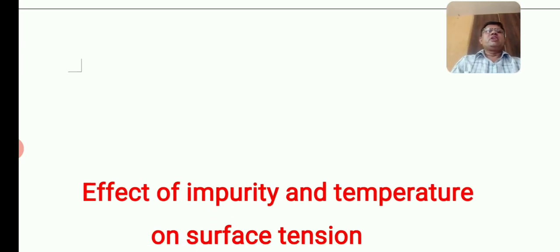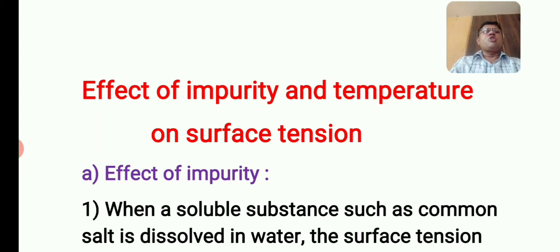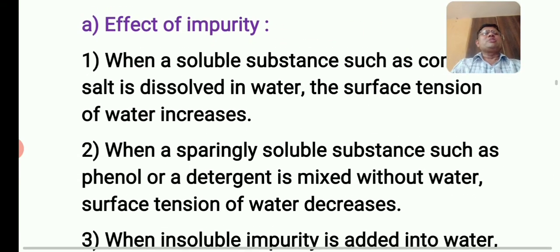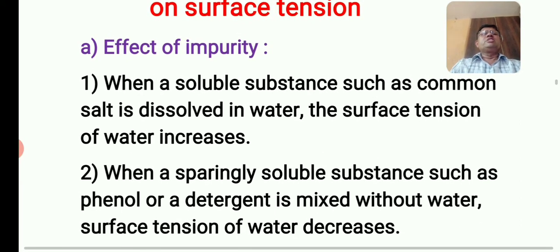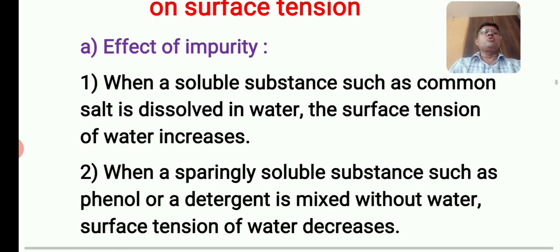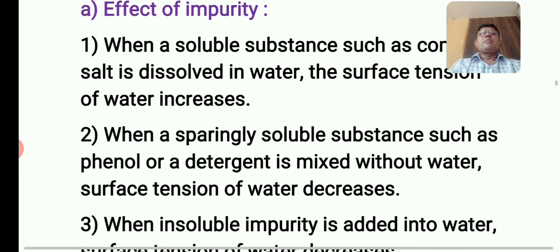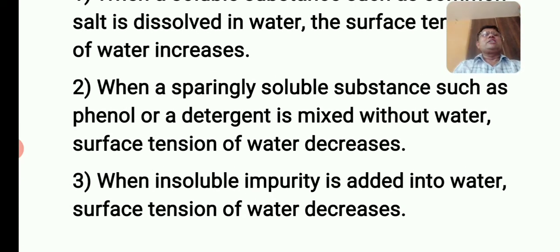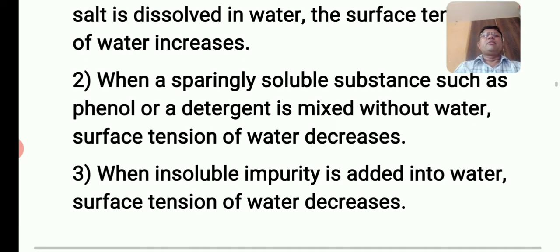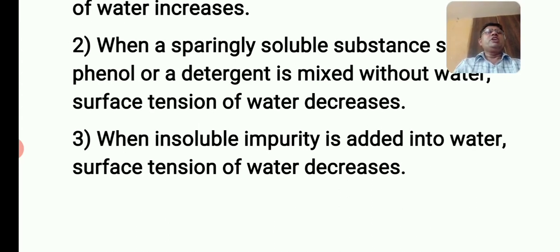Our next article is the effect of impurity and temperature on surface tension. Now, what is the effect of impurity? In this case, when a soluble substance such as common salt is dissolved in water, the surface tension of water increases. We know that common salt means sodium chloride, that is NaCl. When NaCl is added to the water, the surface tension of water increases. Second case, when a sparingly soluble substance such as phenol or detergent is mixed with water, the surface tension of water decreases. In the third case, when an insoluble impurity is added to water, the surface tension of water decreases.